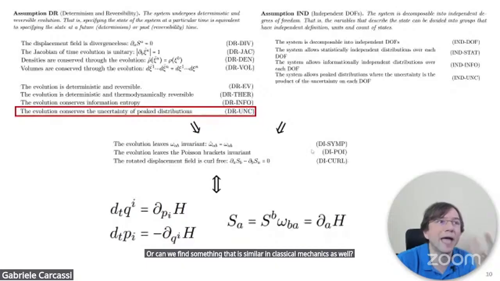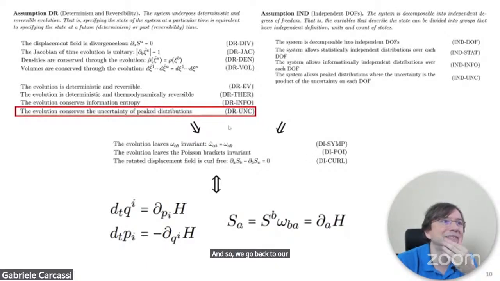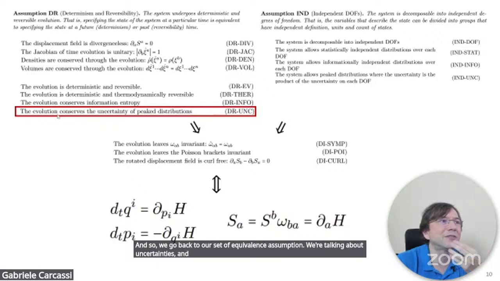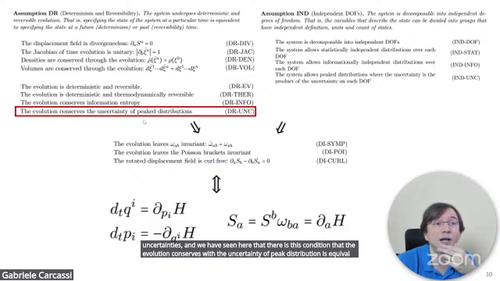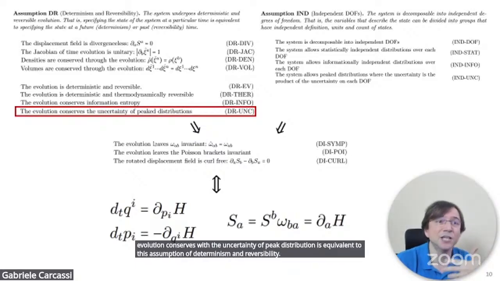And so we go back to our set of equivalence assumptions. We're talking about uncertainties, and we have seen here that the condition that the evolution conserves the uncertainty of the peak distribution is equivalent to the assumption of determinism and reversibility. Okay, so what does that mean?